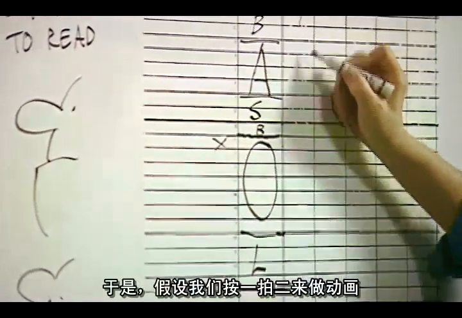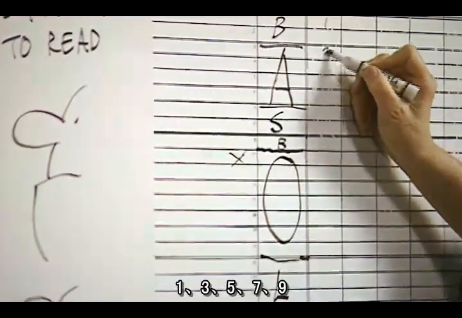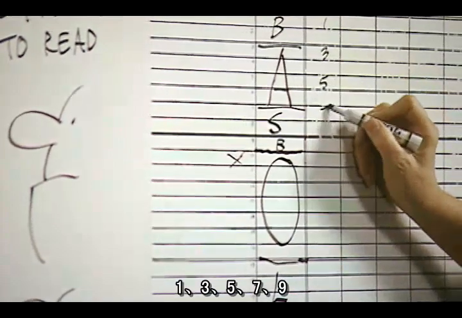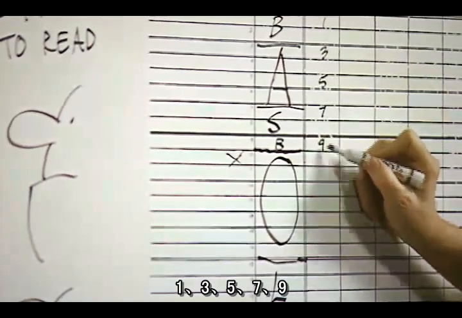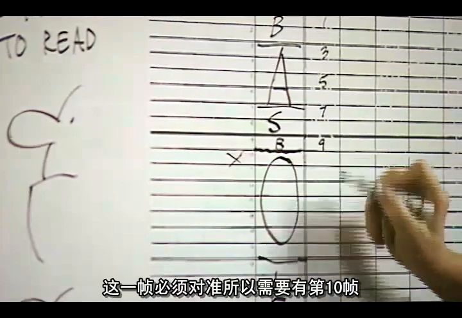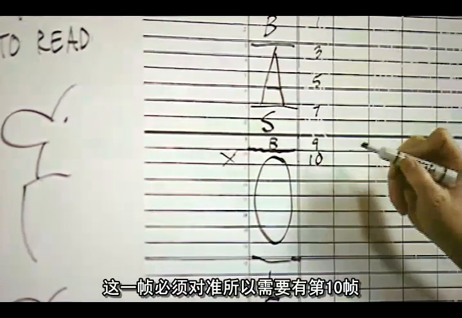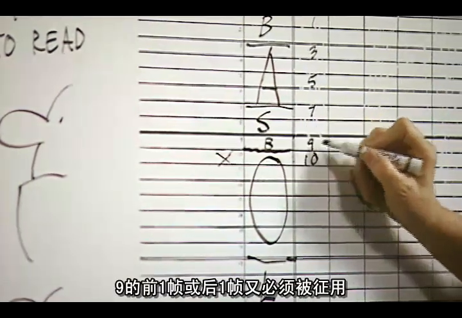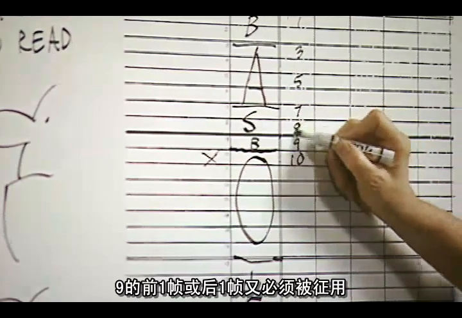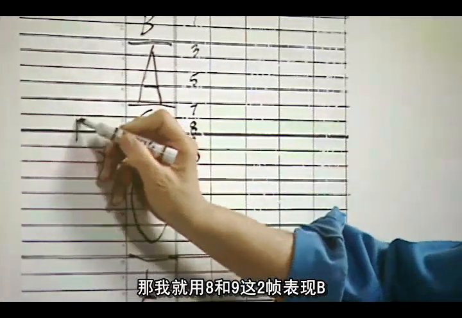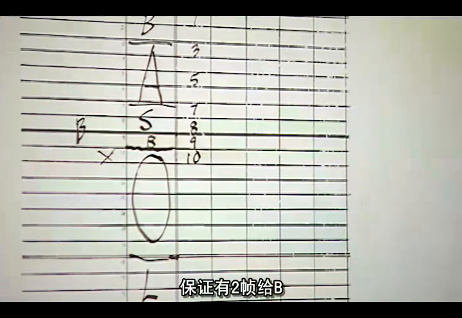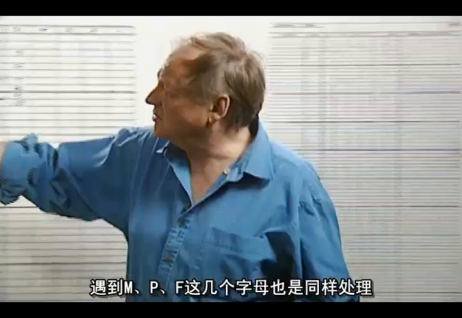So if I were drawing 1, say I'm on 2s: 1, 3, 5, 7, 9. I've got to smack that one. I've got to hit that one on 10. That's going to be drawing 10. I've got to either use 9 for 2 frames or put in another one. I've got to have a B that lasts 2 frames in order to read it. And the same with the M and the P and the F and any others that there are.